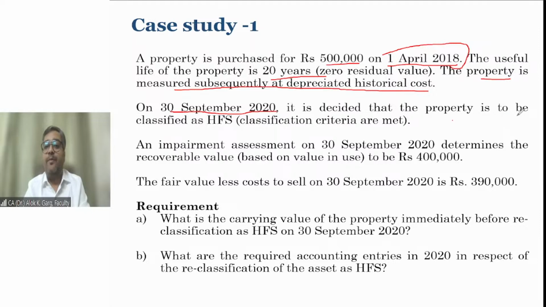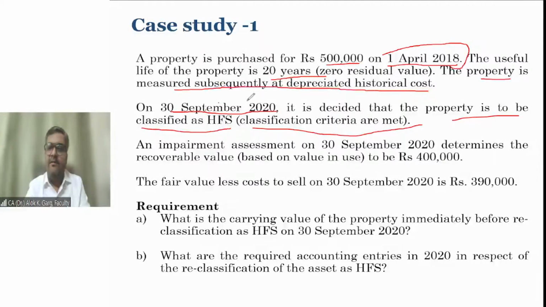It is decided that the property is to be classified as held for sale. Classification criteria are met, which means on 30th September 2020, this property becomes available for immediate sale in its present condition, and management feels that the sale is highly probable on 30th September 2020. So after reading the second paragraph, one thing should clearly come to your mind, that this property is moving from Ind AS 16, property, plant and equipment, to Ind AS 105 on 30th September 2020.